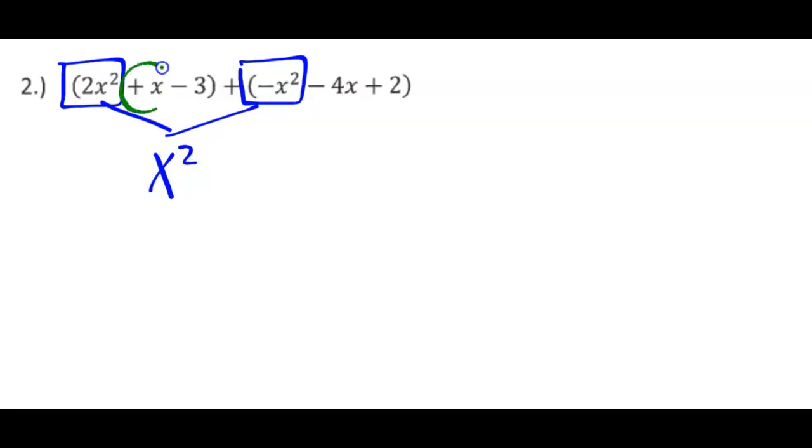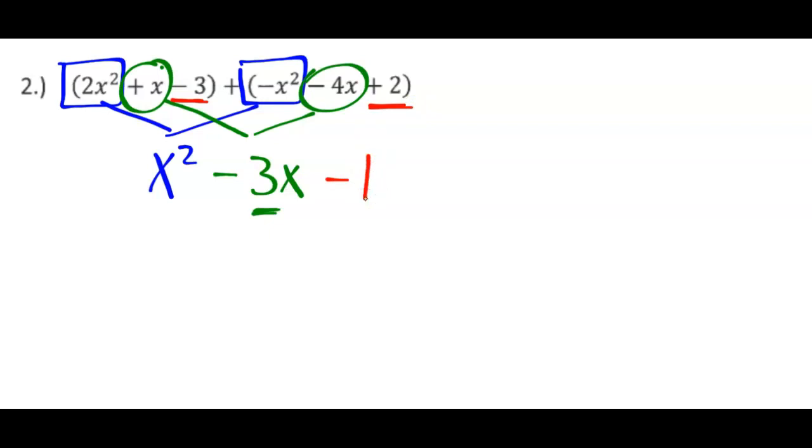Then let's look at my x term. I've got a plus x here. I've got a minus 4x here. So x plus negative 4x is going to give me negative 3x. Just the coefficient changes, not the variable. The reason I can combine them is because of the like term. Here I've got negative 3, and to it I'm adding plus 2, so I'm going to have negative 1. Okay? Again, put this in your notes.